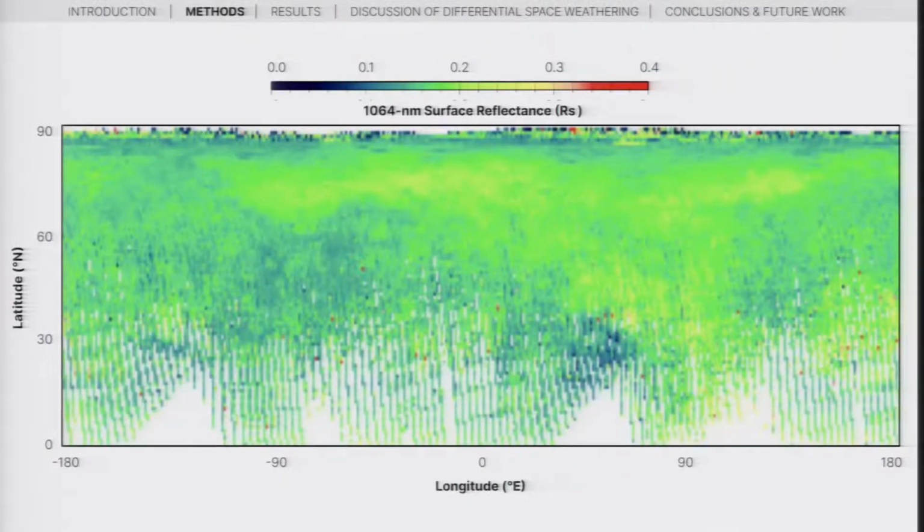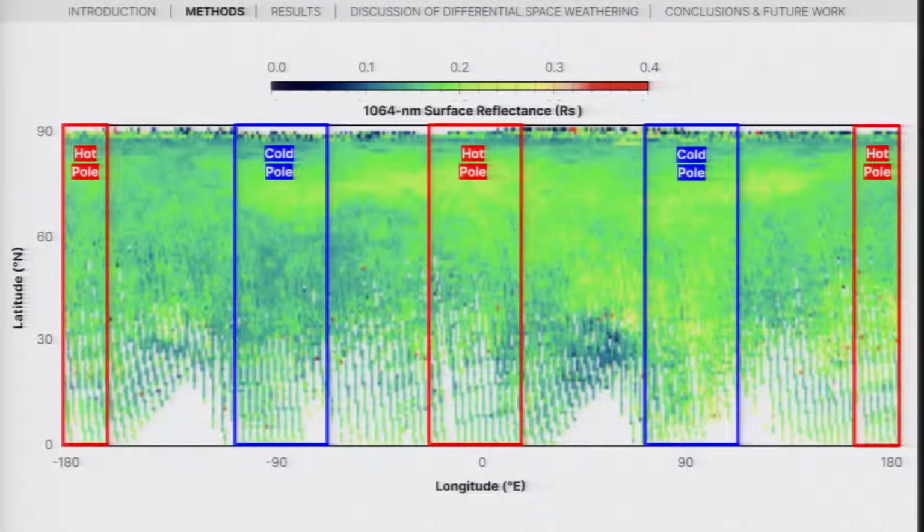So this is the map that we're now working with in the analysis, looking strictly at the northern hemisphere, so 90 degrees down to the equator. You can notice that there are holes in the data, but we're working with the best we can, and we've binned the data into 1 degree by 1 degree latitude and longitude bins to help average out some of the reflectance variations that are inherent to the geology. And what we're doing is analyzing the surface reflectance specifically along the hot poles and the cold poles, which we're defining as plus or minus 20 degrees on either side.